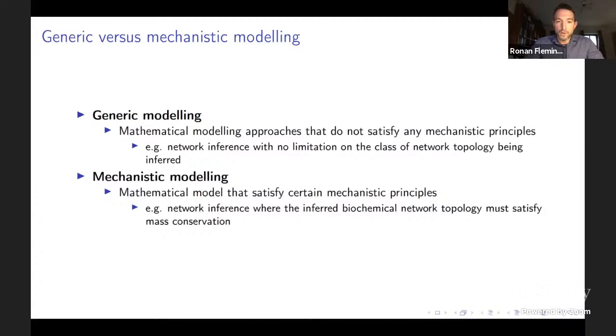Mechanistic modeling, in contrast, you would have a mathematical model that includes specification of assumptions that require certain mechanistic principles to be satisfied. So, for example, in a mass flow network in biology, you would like to have all the networks satisfy mass conservation. That's a principle that you can convert into a mathematical formalism and it aids you in the modeling. But these are two broad classes, and there are of course mixtures between the two.